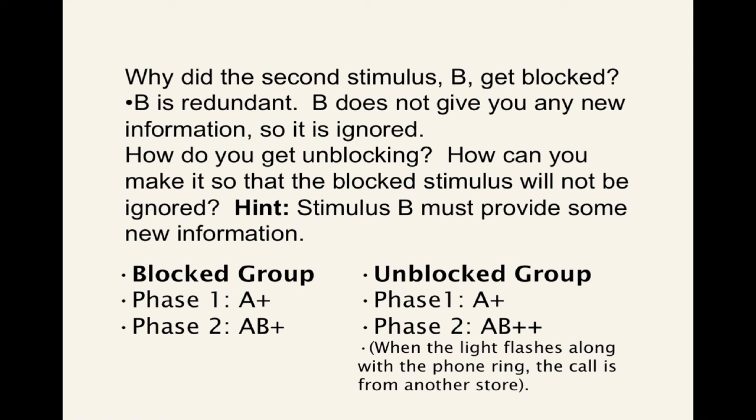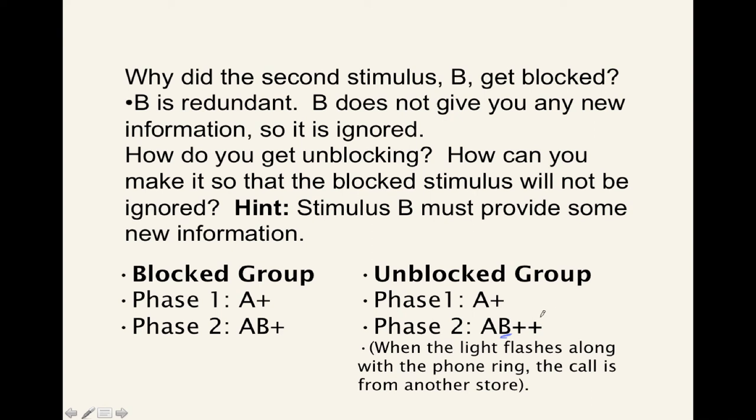Now, how would you get unblocking? To get unblocking, you have to make it so that the blocked stimulus is no longer ignored. In other words, you have to make it important. You have to make it provide some kind of new information. When the phone rings by itself without the light, you know it's a customer calling. But if the phone rings at the same time that the light is flashing, you know it's not a customer, it's a fellow employee from another store. And because of that, you might be more motivated to answer that call because if you help them, they help you, and you might have some more incentive to pick up the phone in that case, as an example.